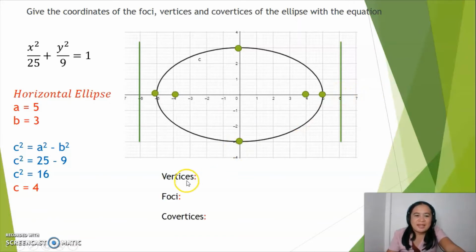With this, we can identify our vertices as plus and minus 5, 0, and the foci as plus and minus 4, 0, while the co-vertices are located at 0, plus and minus 3.